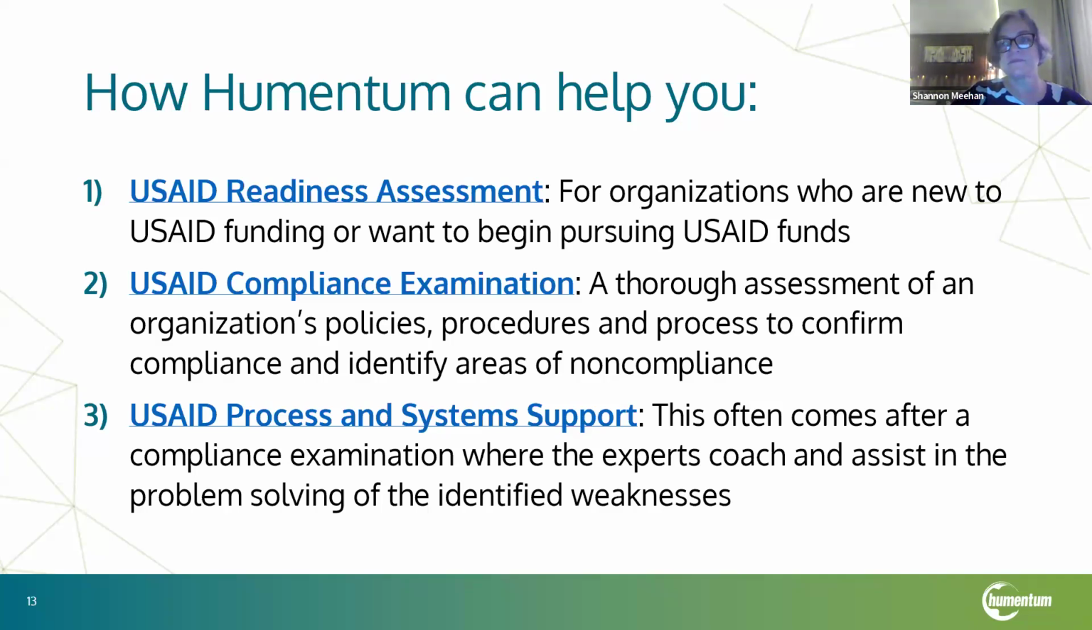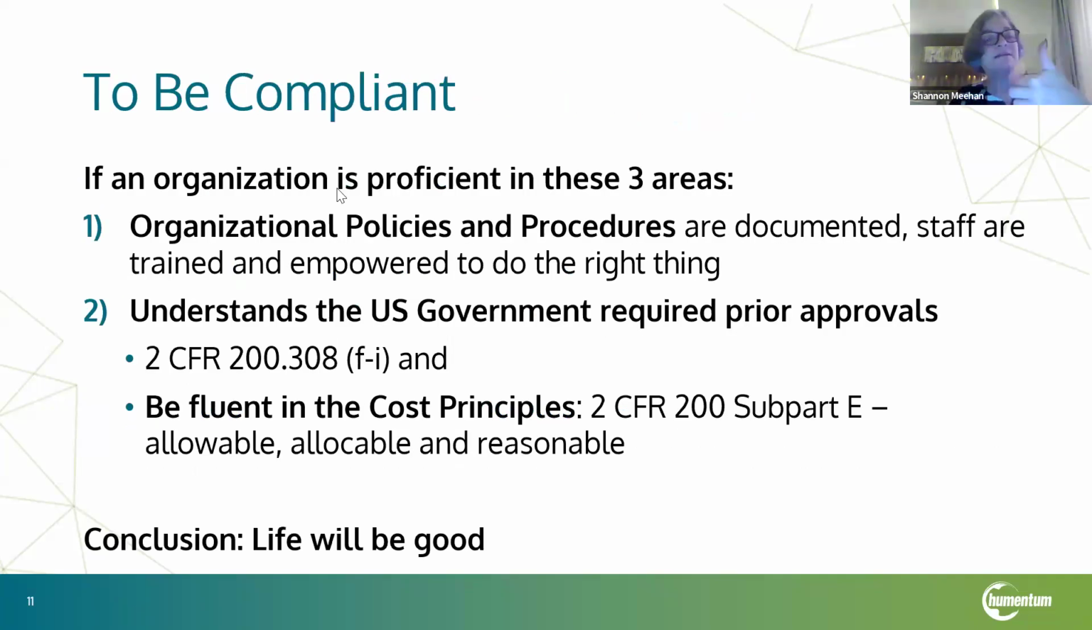Okay. So the 3 points about being compliant. Number 1, you have policies and procedures in place that are compliant to the federal regulations and that you have trained your staff and empowered them to do the right thing. Number two is that you understand the prior approval requirements. And number three is that you're very fluent in the cost principles. And the fourth one would be that you read your award.